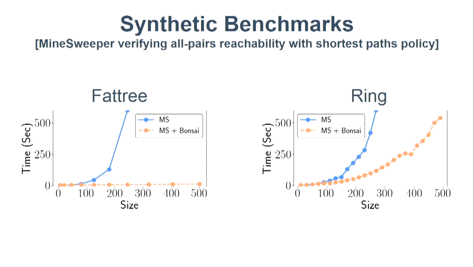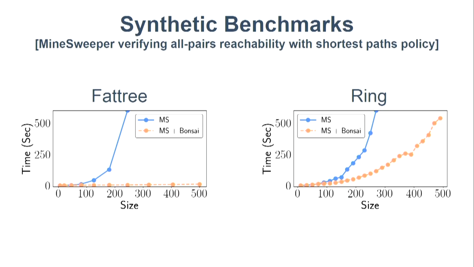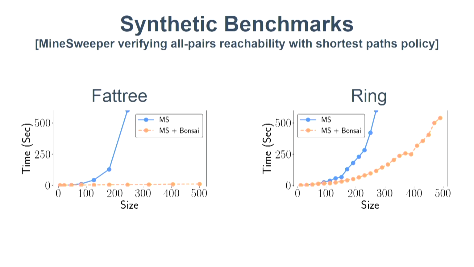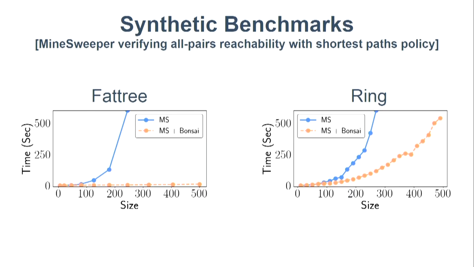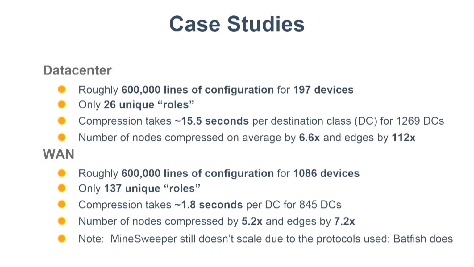For example, just to take another example, a ring network, Bonsai plus Minesweeper is still better than Minesweeper alone, but you can see an increasing curve. So when we applied Bonsai and Minesweeper, or Bonsai and the BATFIS simulation tool, to some real case studies, we got some exciting results. In a data center, which has about 600,000 lines of configuration and about 197 devices, we were able to compress the network into approximately 26 nodes.